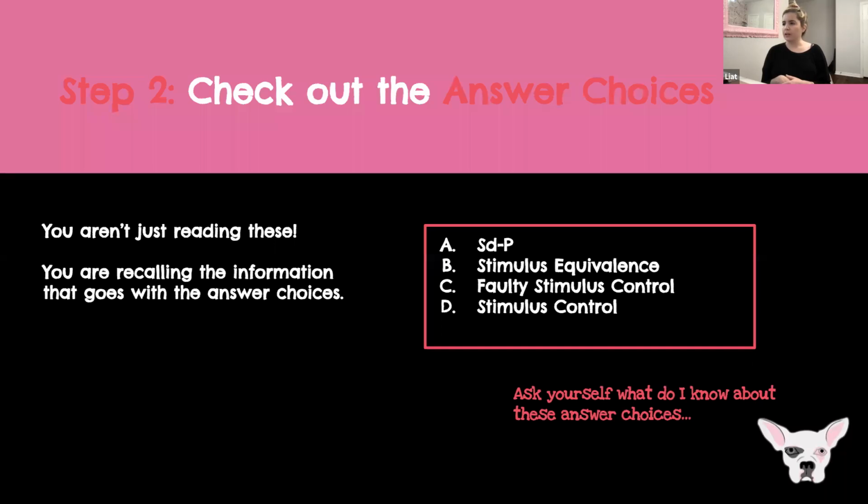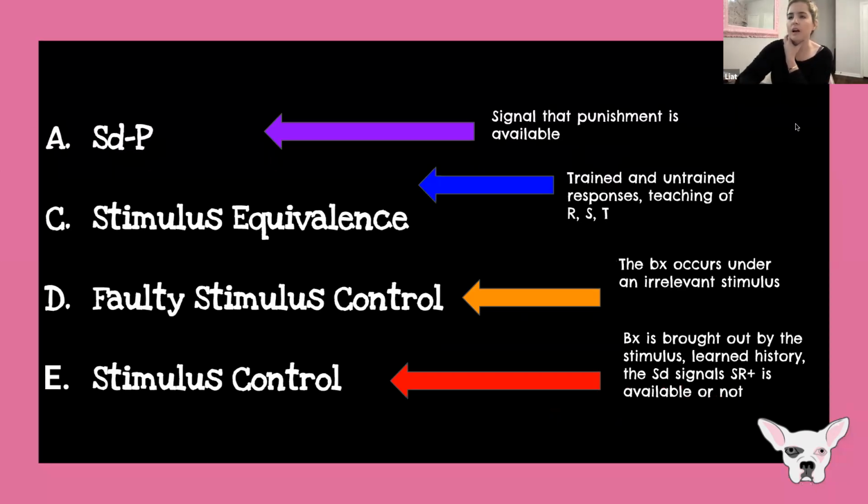A stimulus equivalent, okay, that's reflexivity, symmetry, transitivity, okay, right, I'm going through it. Faulty stimulus control. Oh, I know that one. That's the booger on the card Leah told me about. And stimulus control, that's the stimulus controlling. Okay, right? So ask yourself what you know about these answers. So that's exactly what you're doing here. So here, I'm writing down what I know. So assuming that I actually knew all these different things about them, right? So SDP signals that punishment's available, right?